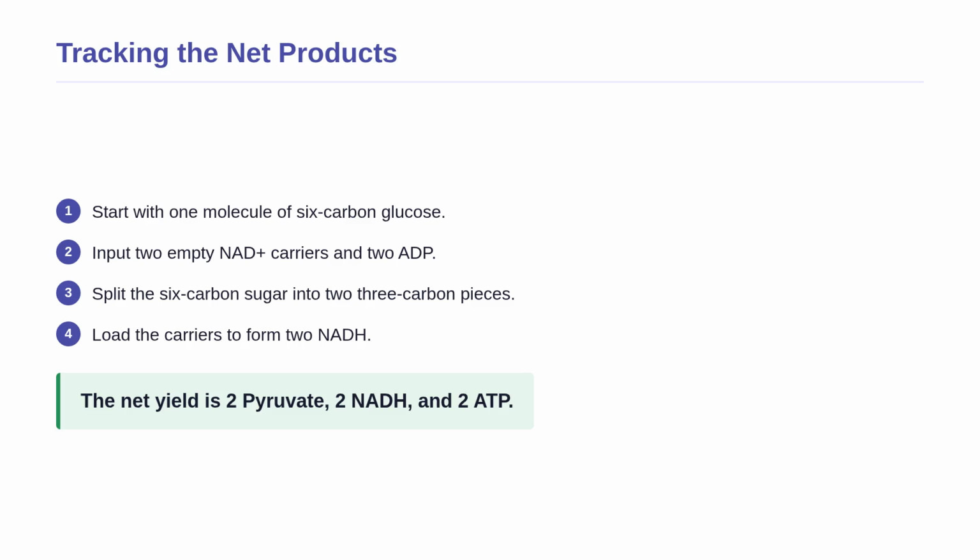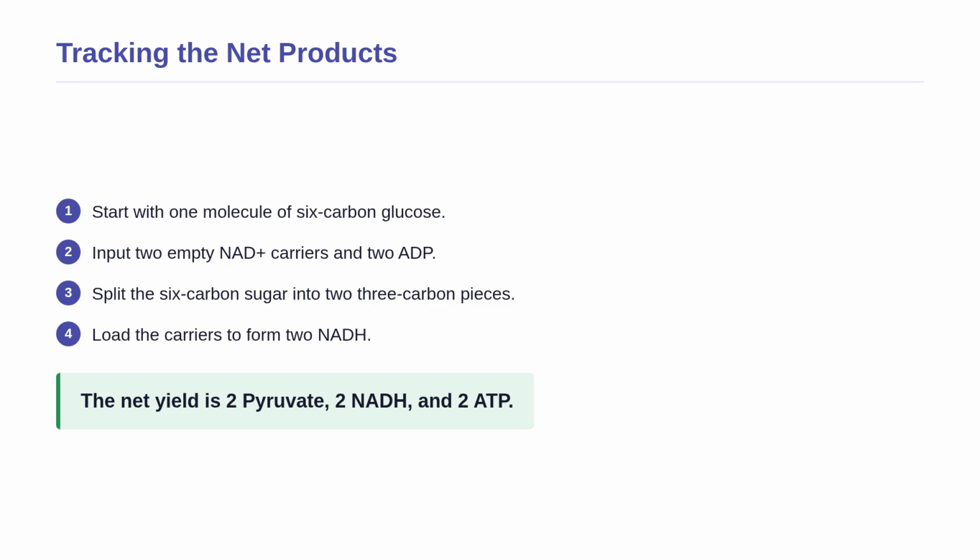Before we move on, let us see this with a concrete example of tracking our molecules. Suppose a cell takes in exactly 1 molecule of glucose. What exactly does it get out of it? First, we start with our 6-carbon glucose and input our empty carriers and low-energy blocks. Next, the pathway splits that 6-carbon sugar perfectly in half, giving us 2 3-carbon pieces.